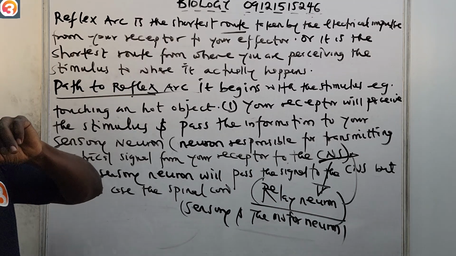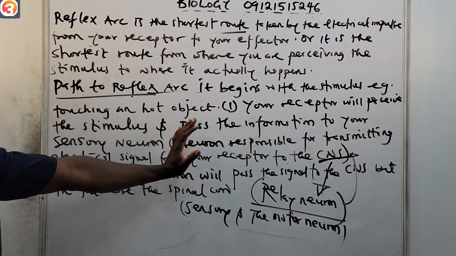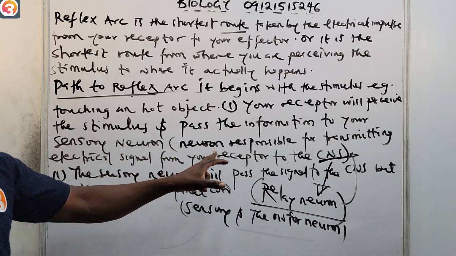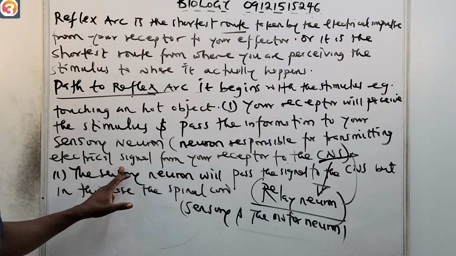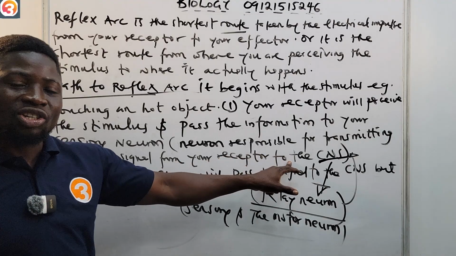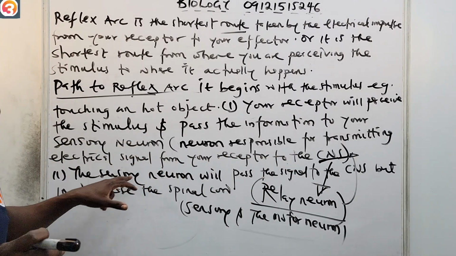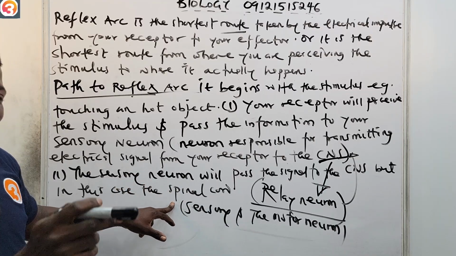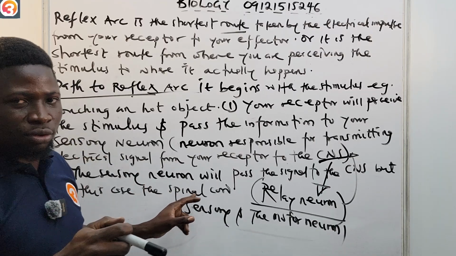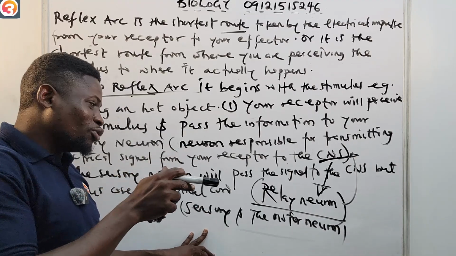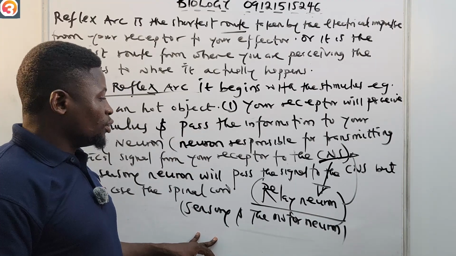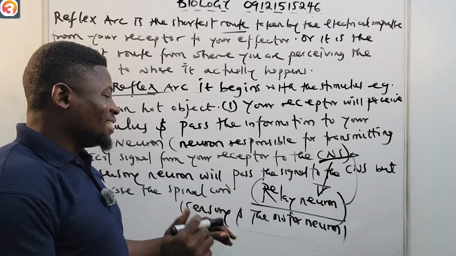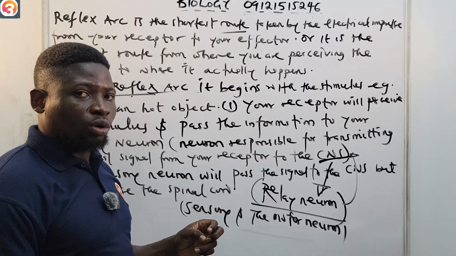That's the reflex pathway. It begins with the stimulus, touching a hot object. Your receptor will perceive the stimulus and pass the information to your sensory neuron, which is the neuron responsible for transmitting electrical signal from your receptor to the central nervous system. So the sensory neuron will pass the signal to the CNS, but in this case, to the spinal cord, because the spinal cord is the shortest route. Inside the CNS we have the relay neuron, which helps to connect the sensory neuron and the motor neuron together.